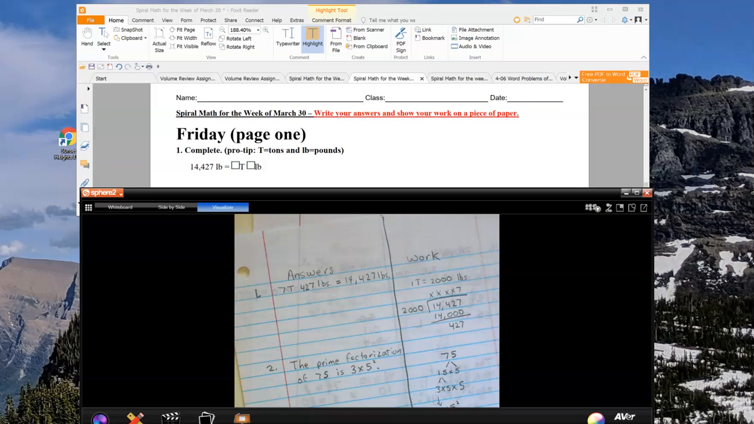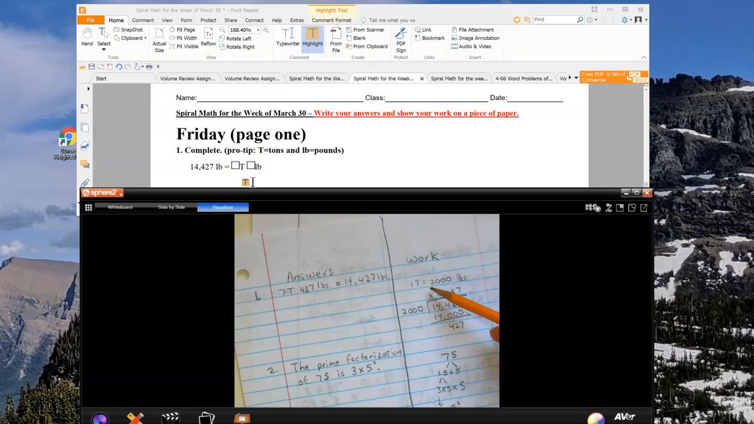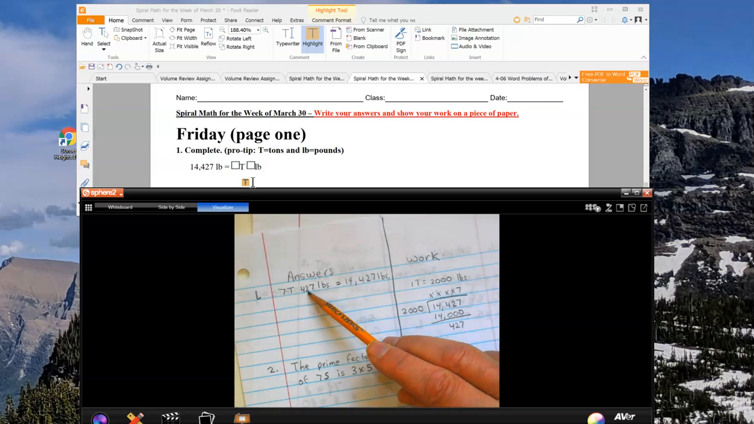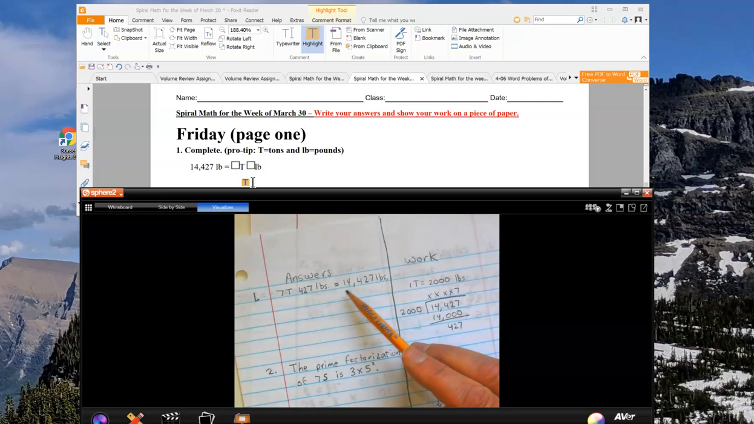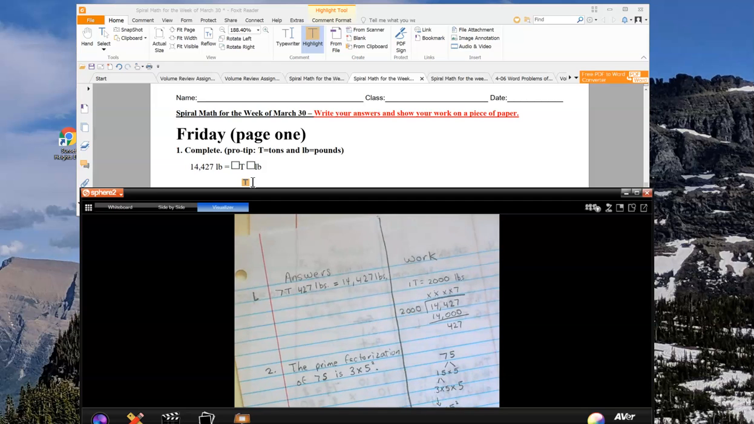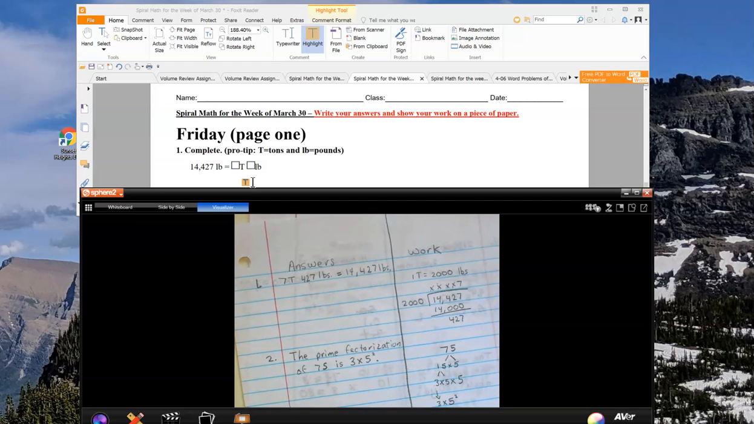First of all, for number one, we're going to be looking at how many tons and pounds there are in 14,427 pounds. I worked out everything here. I did some dividing. I know that 14,427 should be divided by 2,000. I ended up with 7 tons. And then my remainder is 427, which becomes my number of pounds right here. So basically, I'm going to have 7 tons, 427 pounds is equal to 14,427 pounds. Let's move on to number 2.